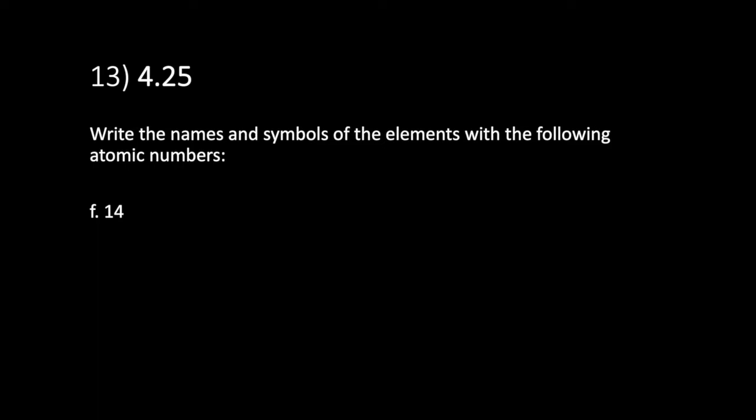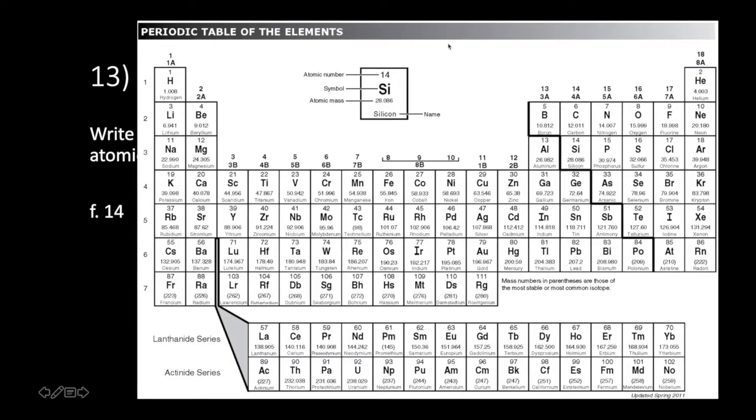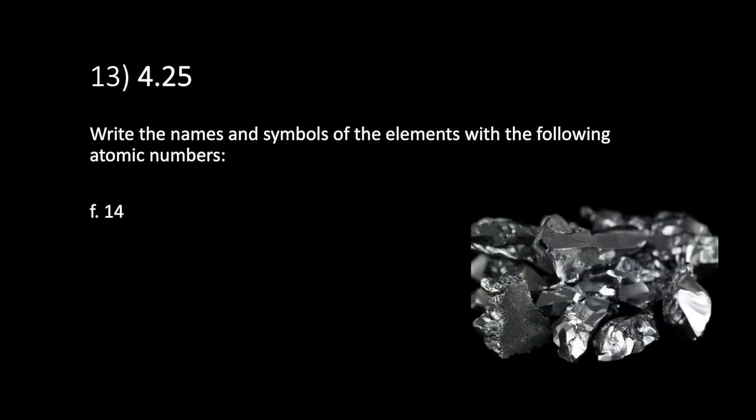How about 14? What if there are 14 protons in the nucleus of an element? Well, then you would go down here and you would see that it would be silicon. So silicon is the element that has a 14 at the top of its box on the periodic table. That means that it has 14 protons in its nucleus. So you'd write first the symbol, capital S, lowercase i, and second you would write the full name, silicon. And those 2 things together would be the answer for 13F. Silicon looks a little bit like that.